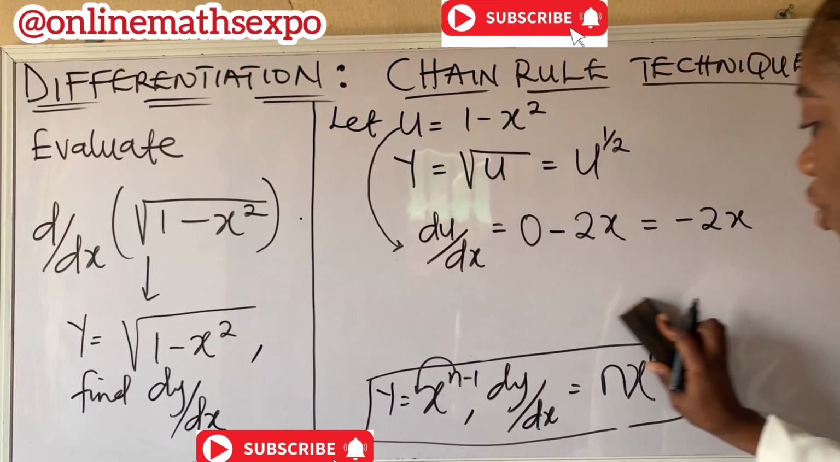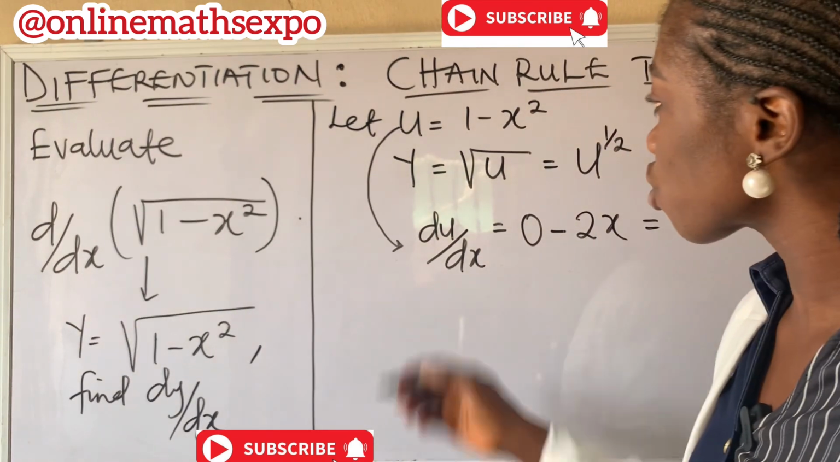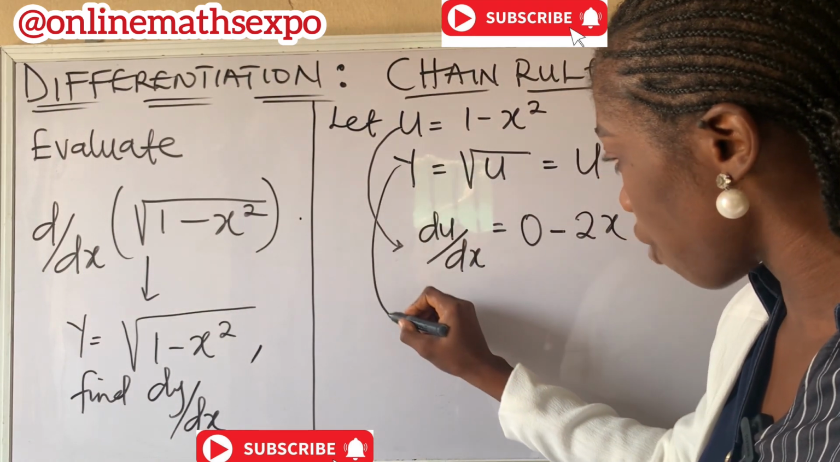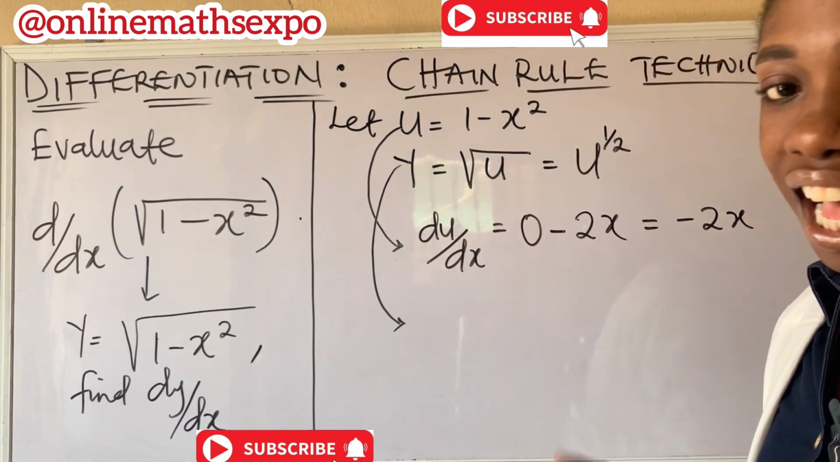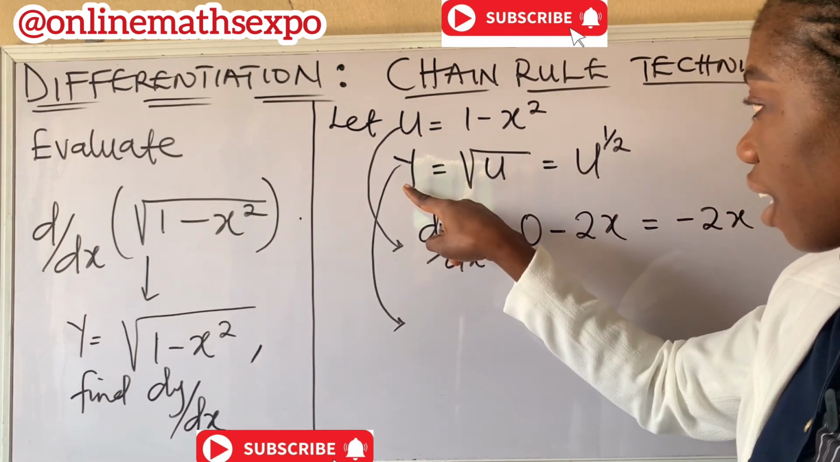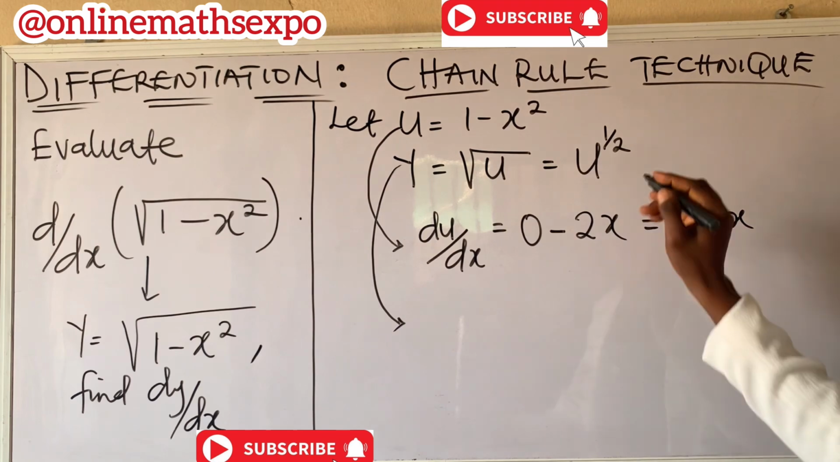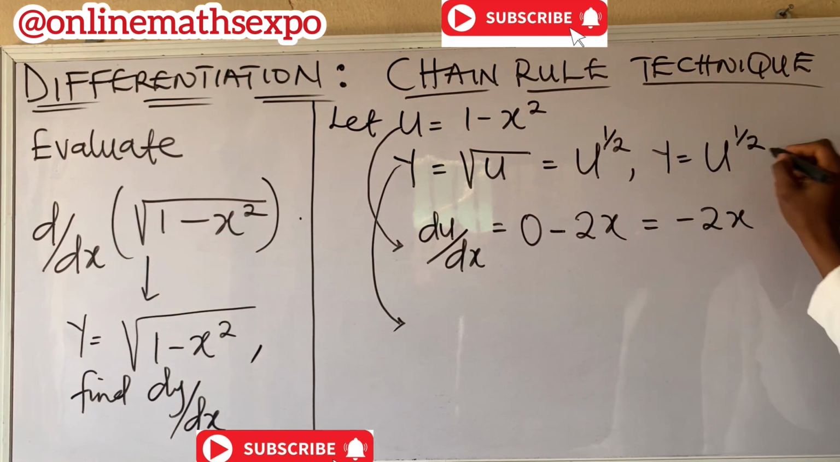Now what do you do next? What we need to do next is to also differentiate the second function. Okay, so this is what you want to differentiate. And if you look at it critically, you will notice that what you have there now is y is equal to u to the power of half.